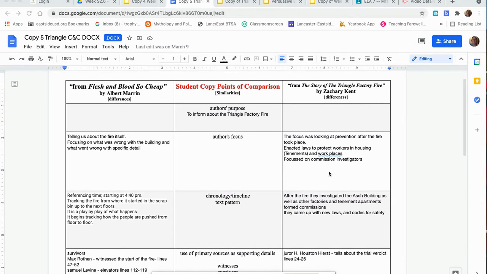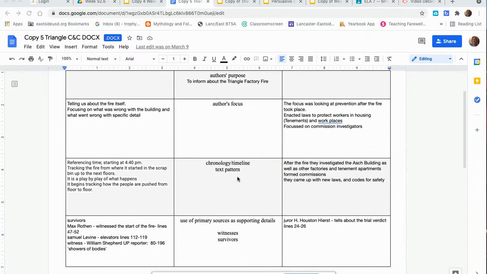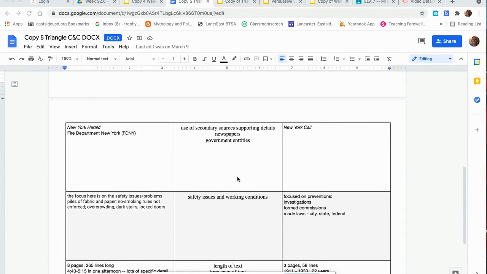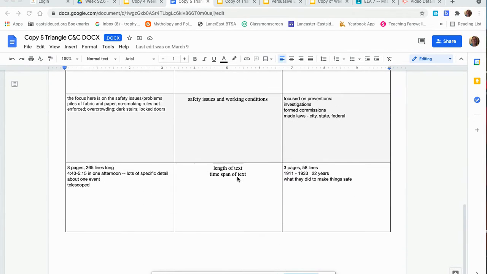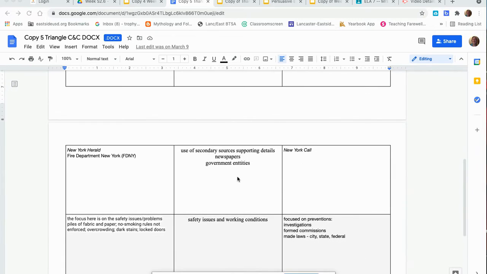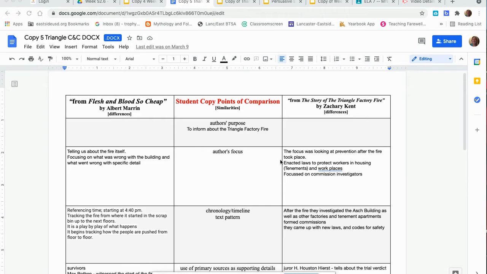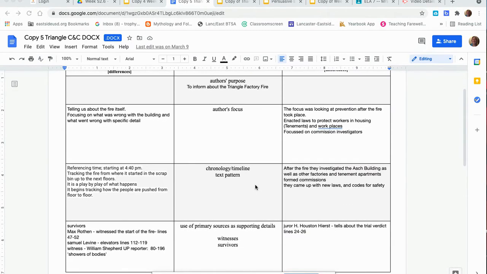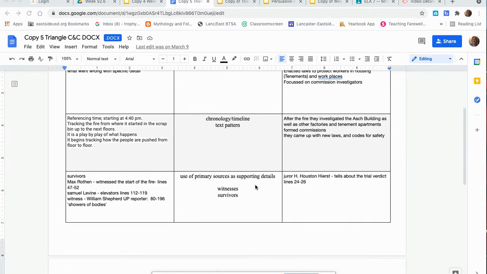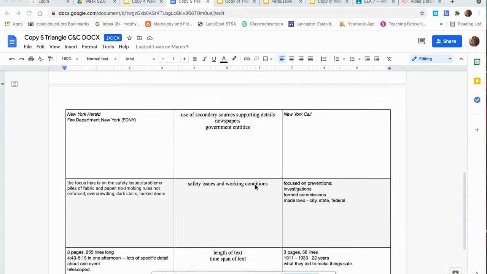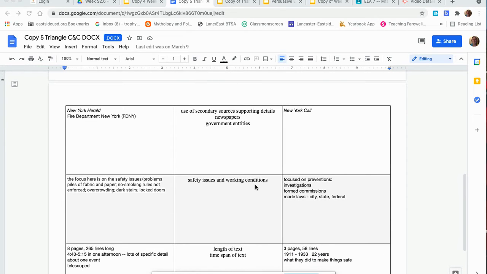This is the comparison chart that we used. We picked out several points that we could look at to see how the authors treated the topic similarly and differently. And as you can see, they had quite a few things. They were able to go through and pick out information that was common. Chronology and use of sources and safety issues that were addressed.